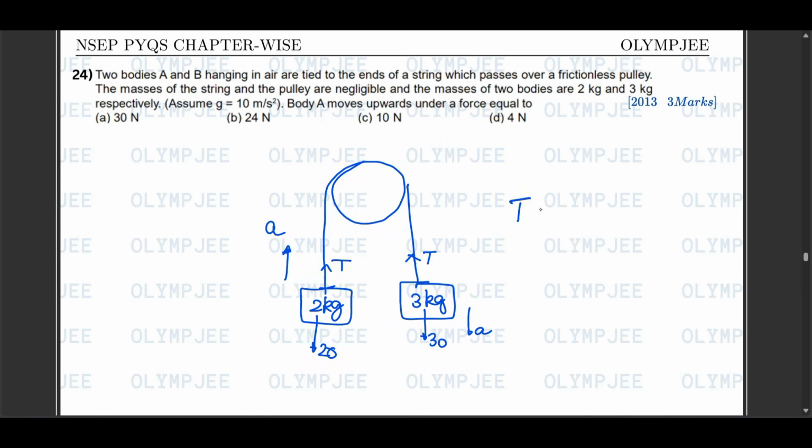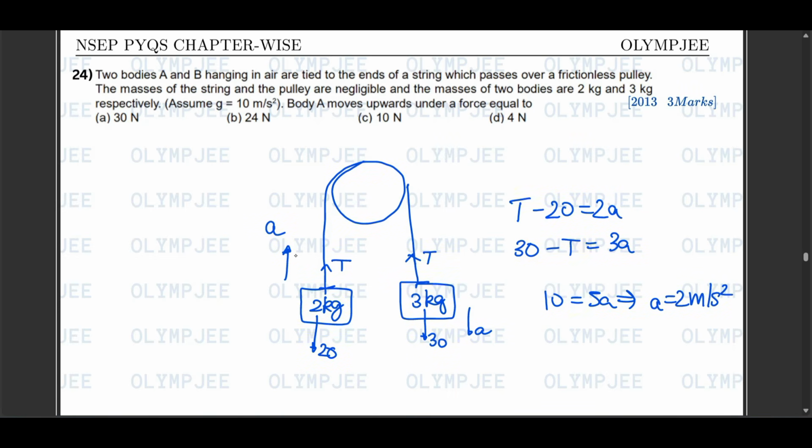So we can write that T minus 20 is equal to 2a and 30 minus T is equal to 3a. So from here, if we add these two equations, we will get that 10 is equal to 5a, which gives us the acceleration as 2 meter per second square.